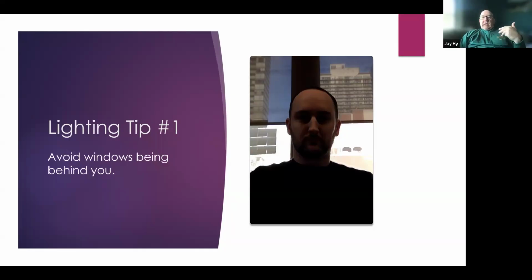This gentleman does not have a key light on him, so he looks very dark, and the sun is blasting off the buildings behind him, which makes him look even darker. You want to try to have a key light on you to kind of balance out the lighting in terms of brightness.